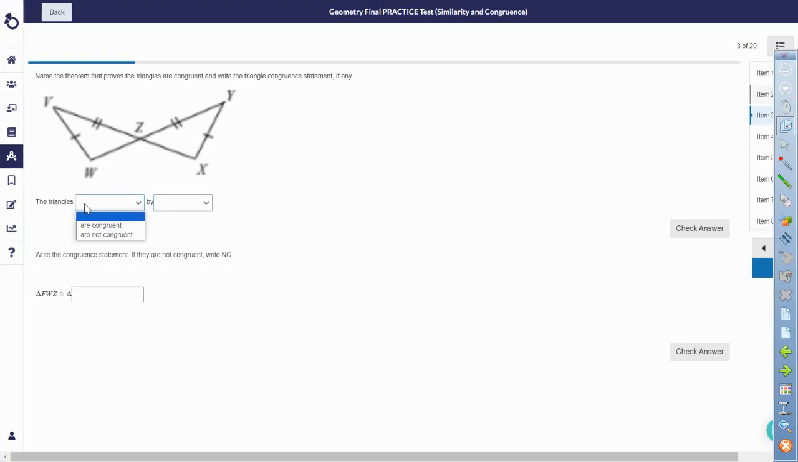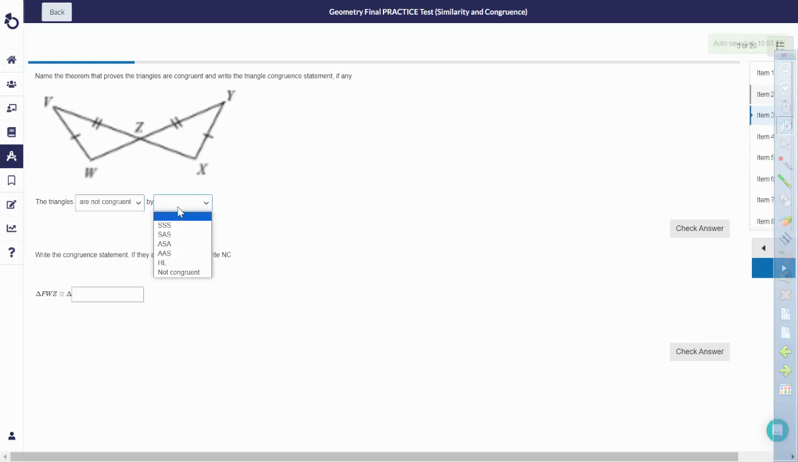So are the triangles congruent? They are not. Down here, what we would pick for this is not congruent. And then what we would write for our congruence statement is NC, for not congruent. Capital N, capital C. Okay, so let's just double check this one.